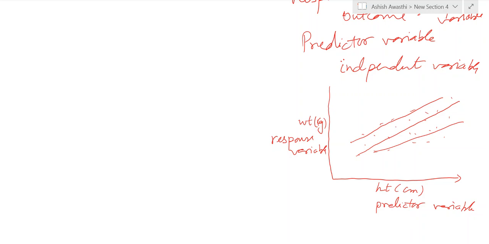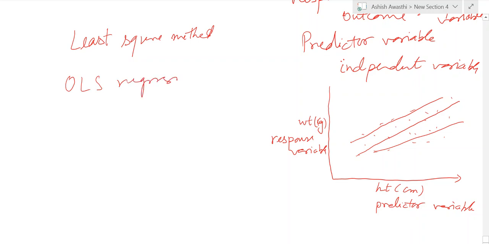So this method of plotting the line is called the least square method, and that's why linear regression is also called ordinary least square regression. Some people call it OLS regression also, and the reason behind it is that it is basically the least square method. So now the question arises, what is the least square method?